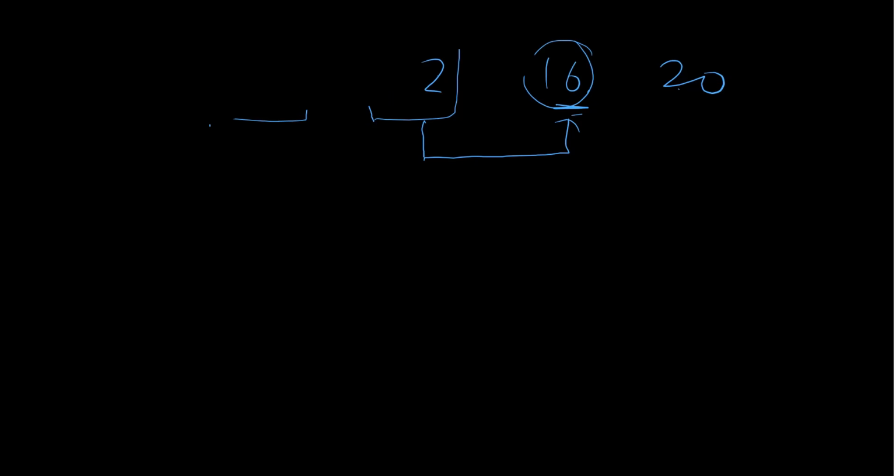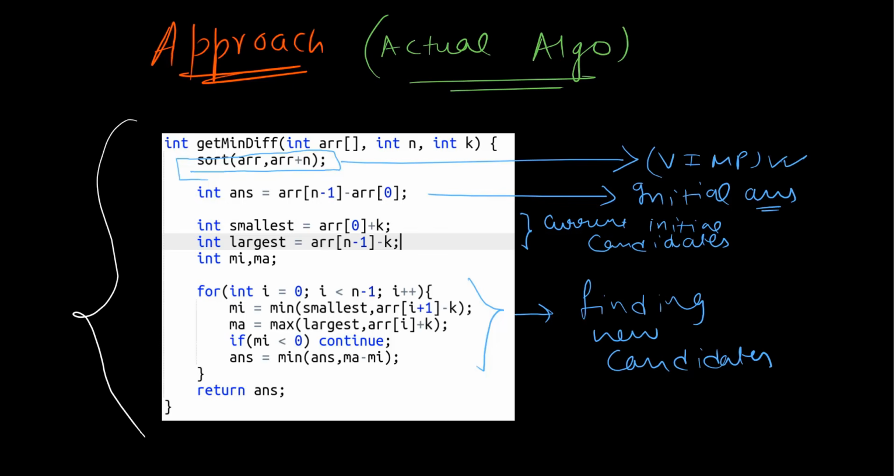I hope you understood the reason behind sorting the array. The reason behind sorting the array is finding the proper candidate for our new tallest or shortest tower. So now, back to our approach.